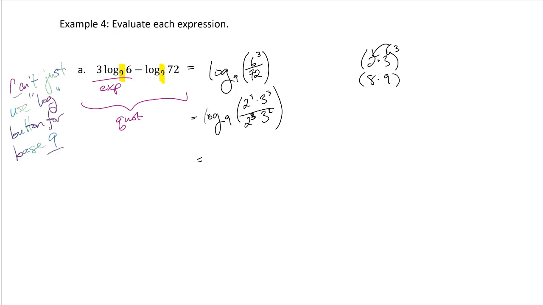So once I've broken it apart like this, these cancel out. Using my exponent laws, I'm going to subtract, and I'm left with just log base 9 of 3. But I know that 9 is really 3 to the power of 2. So in order to get rid of that 2, I would have had to take half, and so that would have to be my exponent.